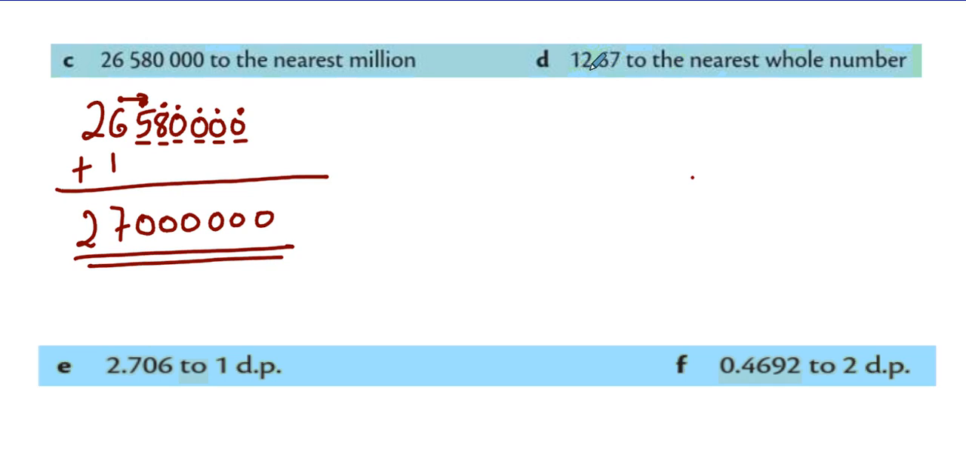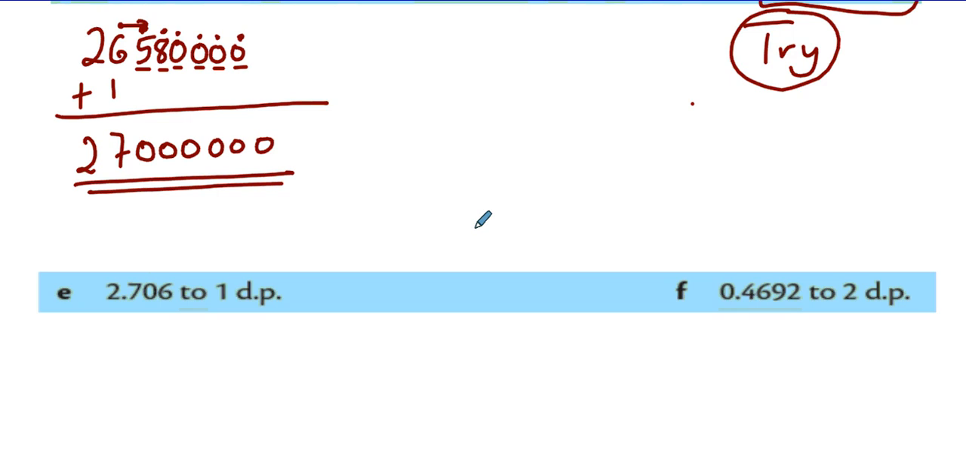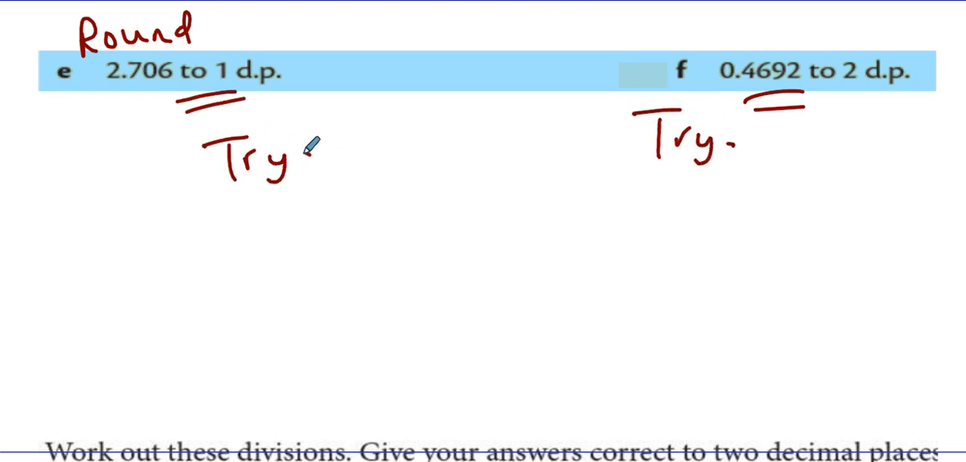Okay, round this number to the nearest whole number. We have discussed the whole number, so you can try that. If you get stuck, let me know. We have 2.706 to one decimal place, so we have to round this to one decimal place. I have explained this to you, but if you get a problem, please let me know so that I can help you. Even this one, 2 decimal places, you have done that. You can try that. Also try this.